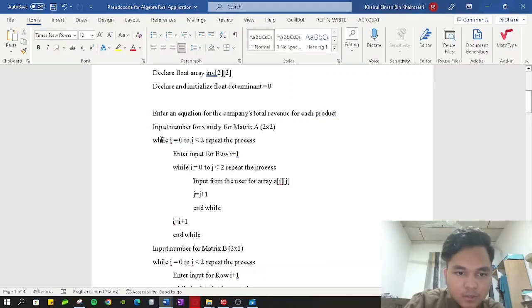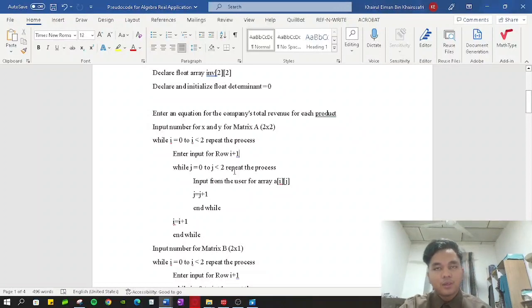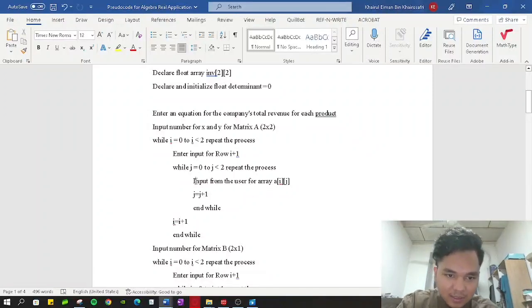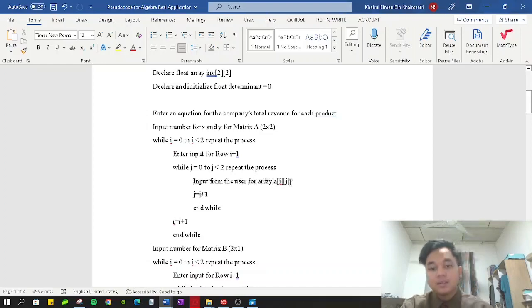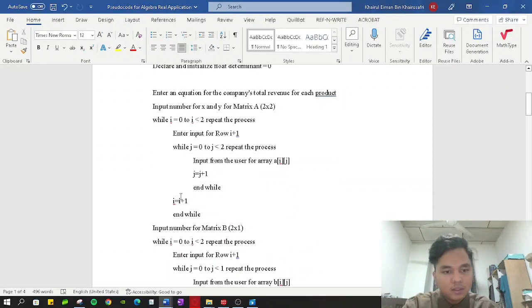Okay, so I use two loops because it's an array, so I need to use two loops. So I can input one of the slots in the array. This is the main input, from the user to enter the array. So it's set to i and j, and j plus 1, and y also i plus 1, and y.